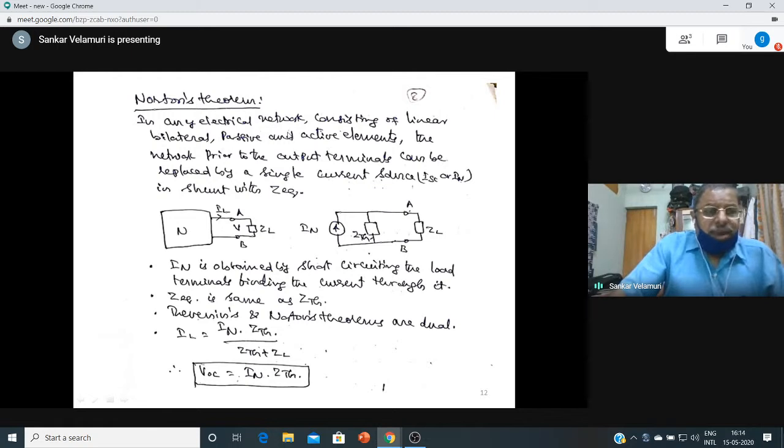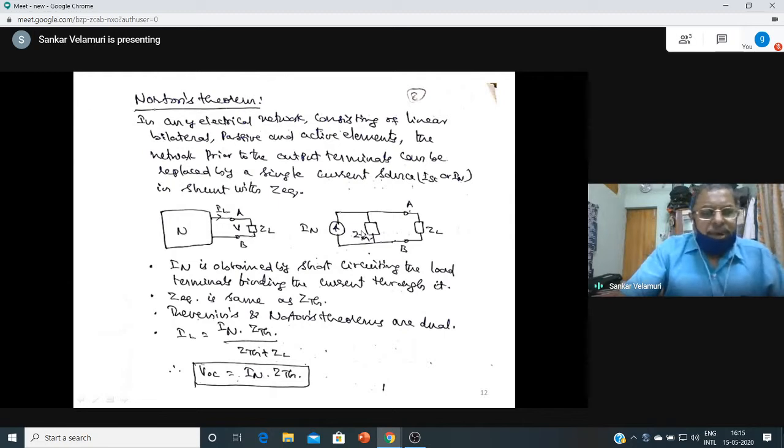So Norton's theorem. In any electrical network consisting of linear, bilateral, passive, and active elements, the network prior to the output terminals can be replaced by a single current source in shunt with Z equivalent. Similar to Thevenin's theorem, if you want to give a complete sentence, you can do so, except that instead of the voltage source you say current source, and instead of series with Z Thevenin, you make it shunt with Z Thevenin.